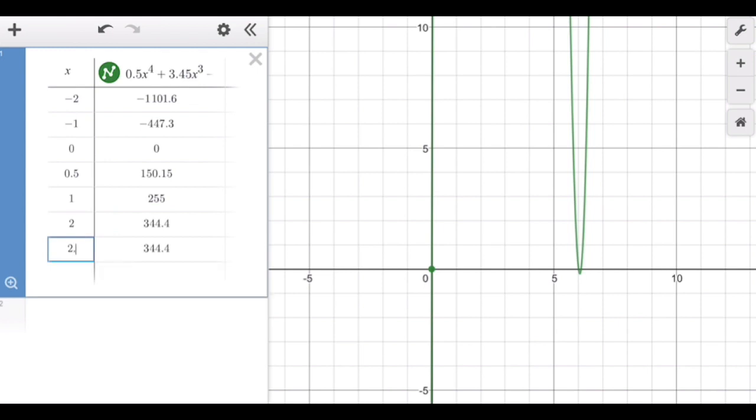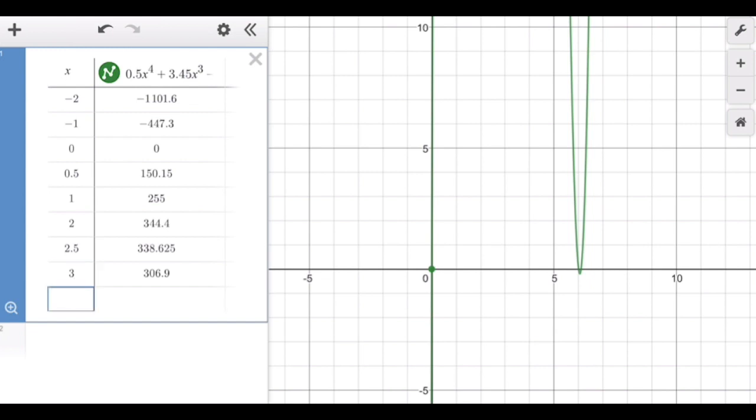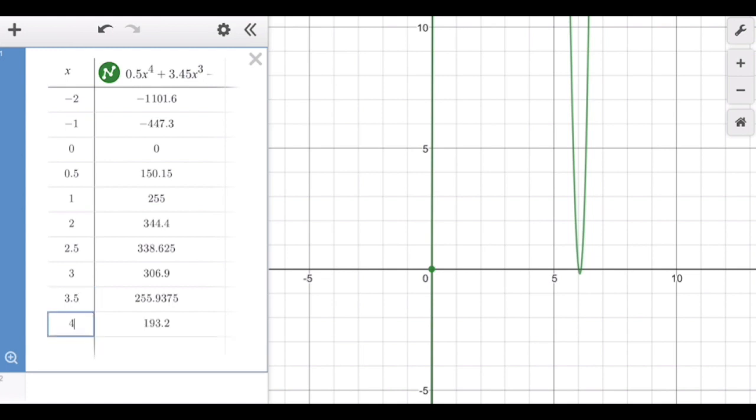At 2.5 hours, we're descending. So we've reached our peak then. Between 2 and 2.5 hours, it's reached its peak in our bloodstream, and now we're going to keep falling. After 3 hours, we now have 306 milligrams. At 3.5 hours, we have 255 milligrams. After 4 hours, we're drastically decreasing to 193.2.